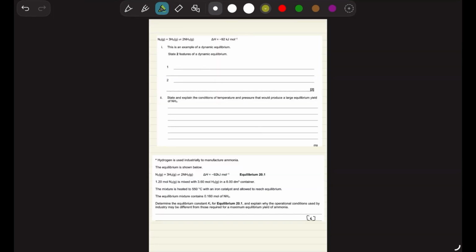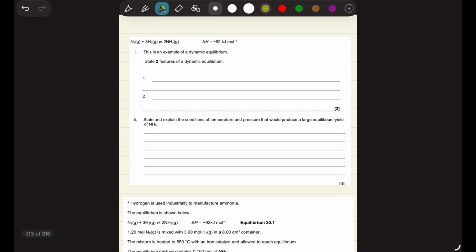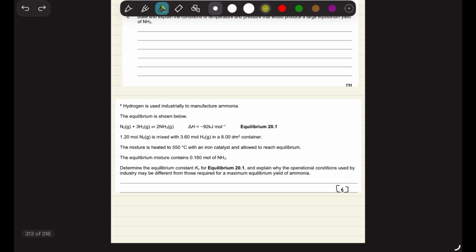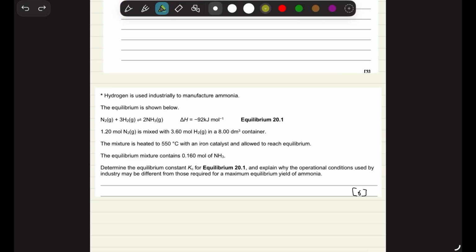And now it's question time. So we're not really holding back. First of all, I want you to give features of a dynamic equilibrium, and then conditions for temperature and pressure producing a larger yield of ammonia. Again, we've had that same Haber process reaction. This is a bit of a longer question. I'll be honest, we haven't really covered it, and I'll do a detailed explanation of the answer later. So if you can, have a go. If not, pause and wait for the answers. We'll get into it.